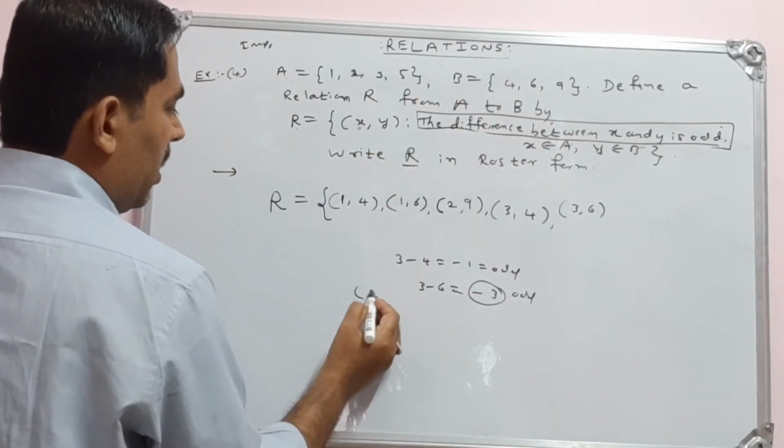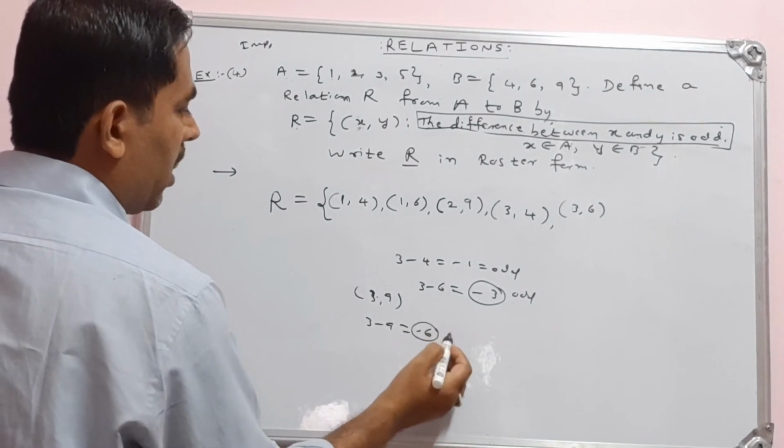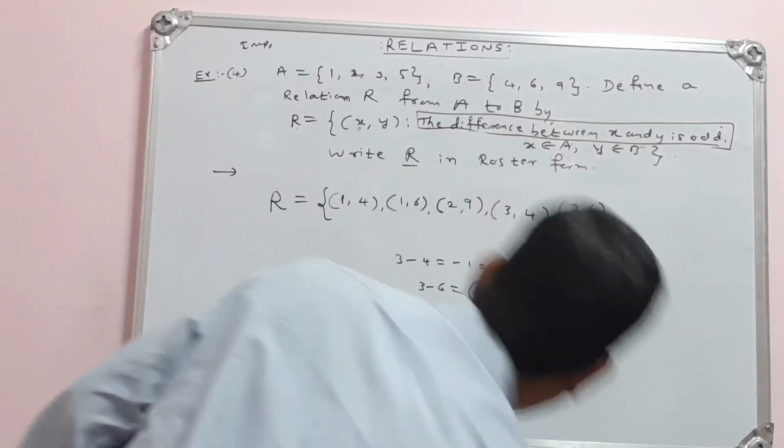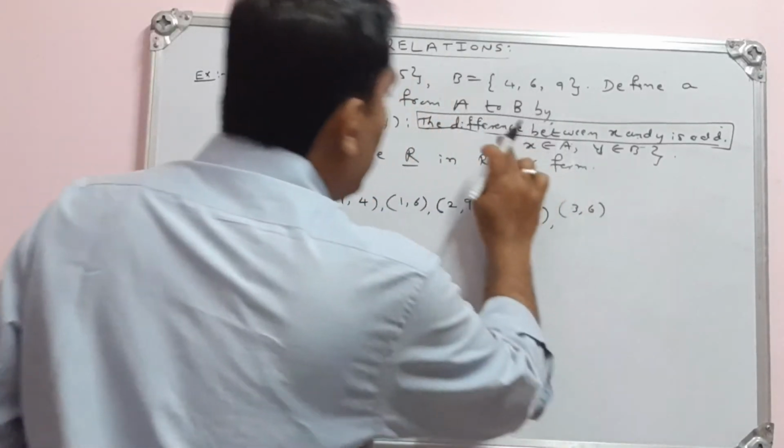Then see 3 9. Can I write 3 9? Observe this 3 9. So 3 minus 9, that will be what? Minus 6. See, you cannot write. This one is even. So this 3 9 does not belong to our relation. We cannot write it. So in this way, we can write all the pairs which follow this property.